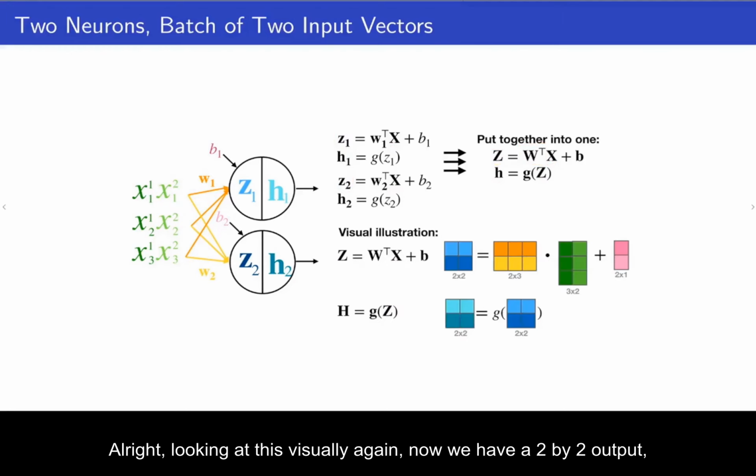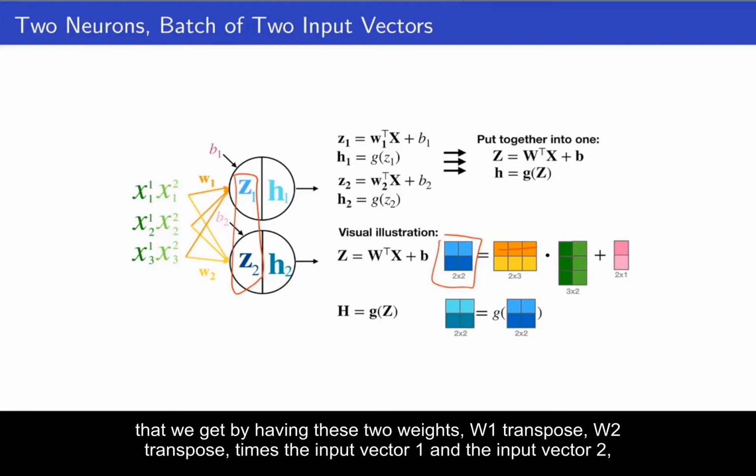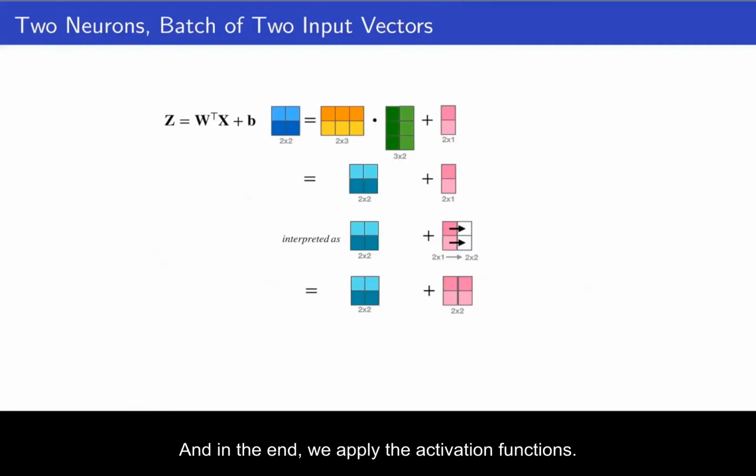All right, looking at this visually again, now we have a 2 by 2 output. That's stacking Z1 on top of Z2 that we get by having these two weights, W1 transpose, W2 transpose, times the input vector 1 and the input vector 2 put next to each other in a matrix that is a 3 by 2 matrix. And in the end, we apply the activation functions.